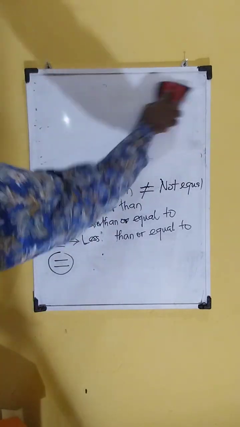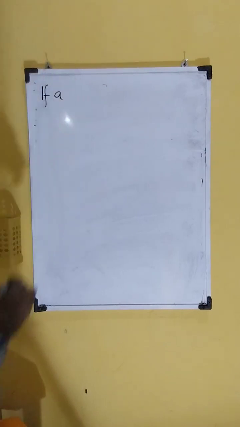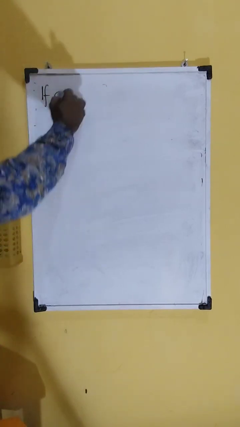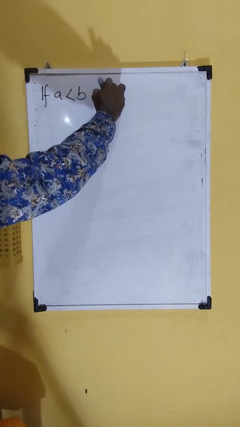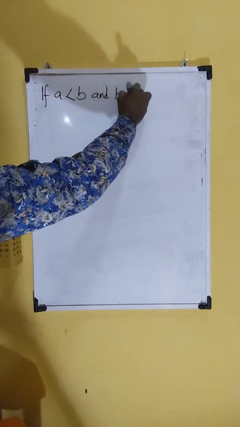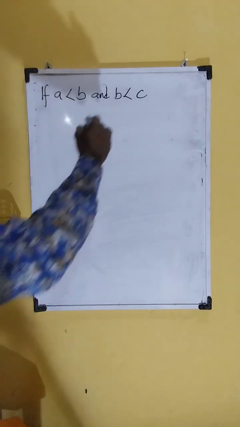Okay, so let me take this out. If A is less than B, and B is less than C, then A is less than C.